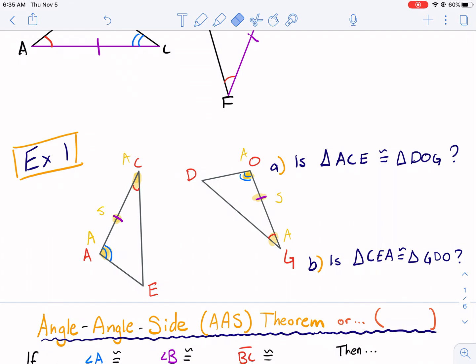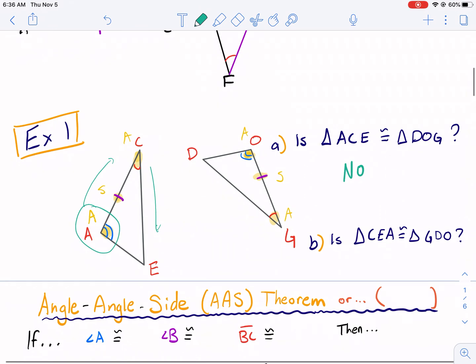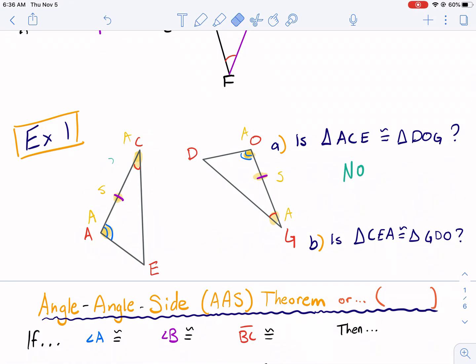So is ACE congruent to DOG? So ACE goes from the two blue, and it goes to the red and then ends with the non-given. So does DOG do the same thing? DOG starts with the non-given, so no. These are not congruent. What about CEA? Where's CEA?